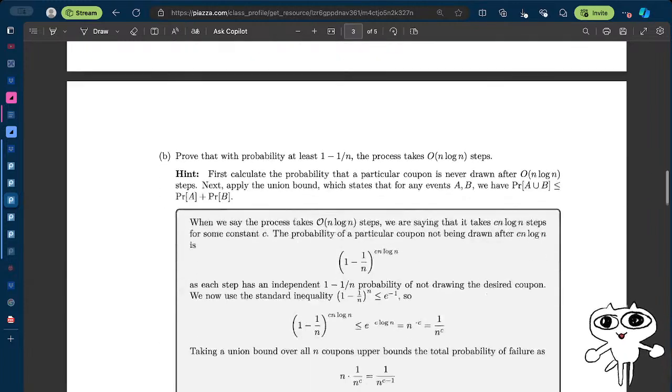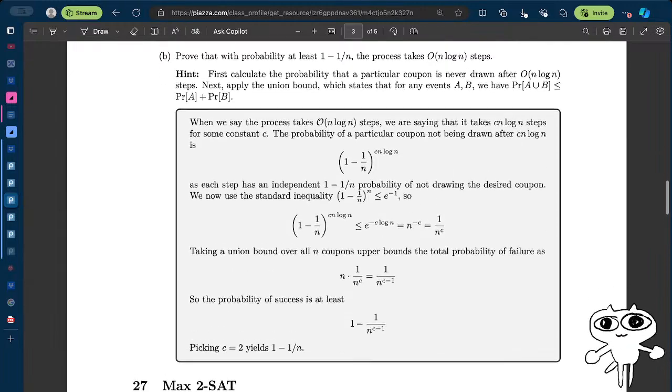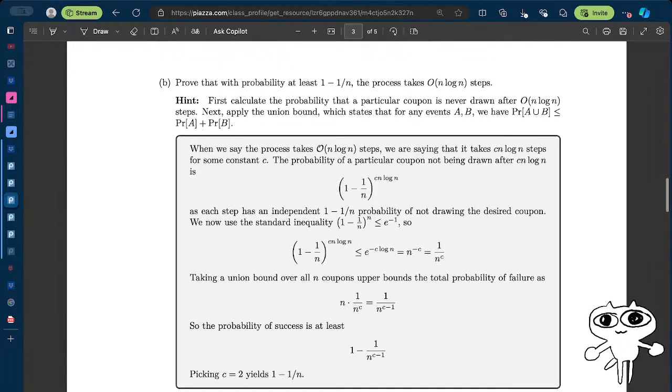I don't know. Let me just figure this out. Okay, I remembered how to do this. I forgot, I guess. Okay, hold on. When we say the process takes n log n steps, we say that it takes c n log n steps for some constant c. A coupon not being drawn after c n log n steps is 1 minus 1 by n. Okay, this is perfect. Oh, there's a standard inequality that we need to use.